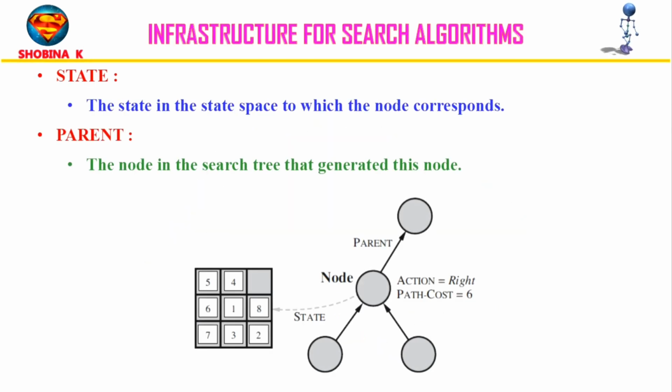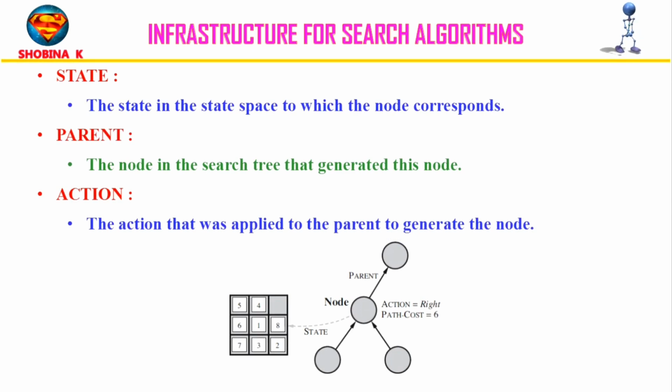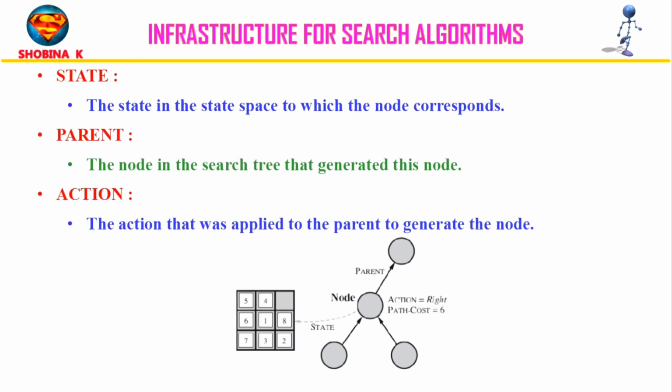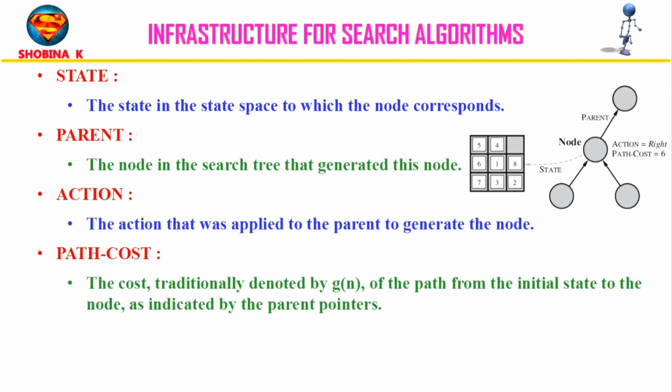A parent node is a node in a search tree that generates a node. A parent node is a node that produces the child node. And the action is what we apply to the parent node to generate a node. A path cost is a function that assigns a numeric value to each path. Traditionally, this function is denoted by g(n).